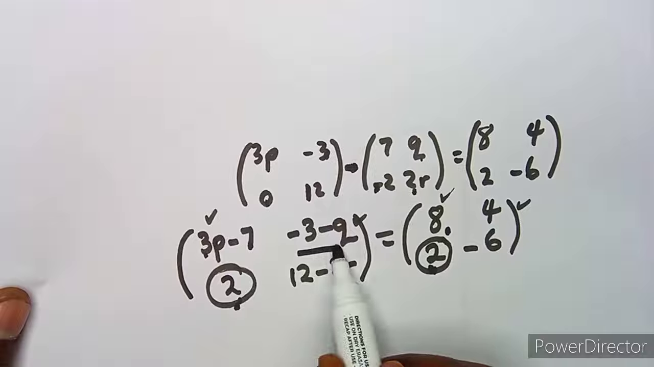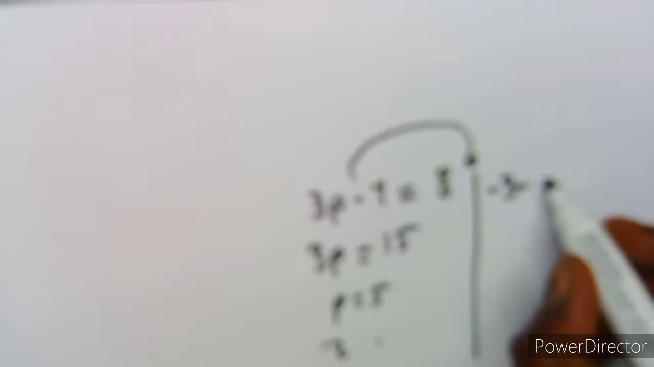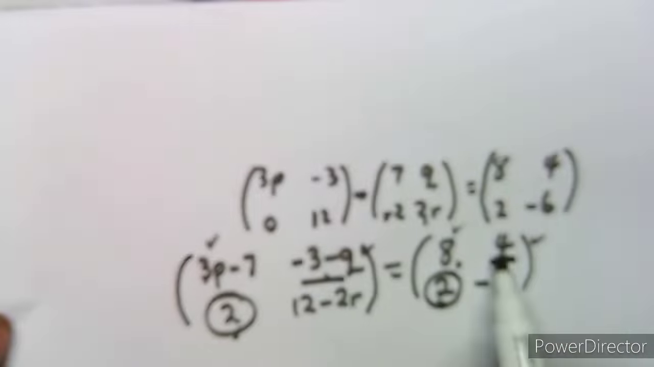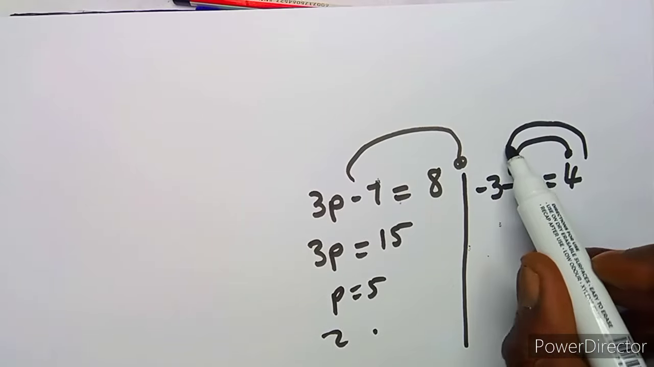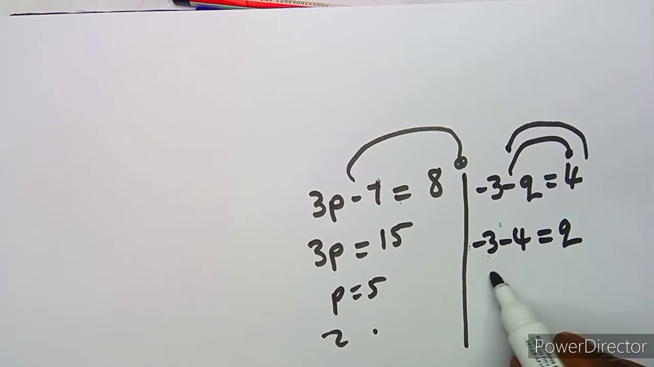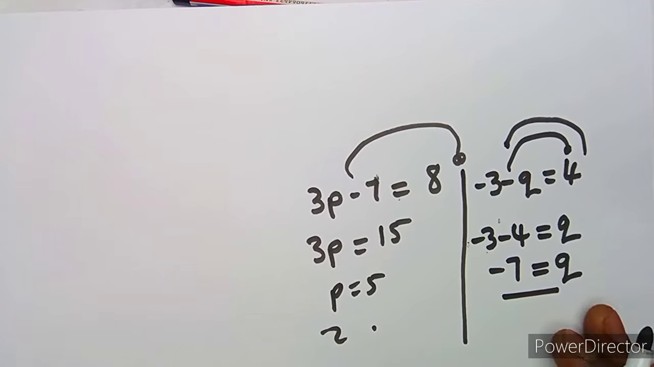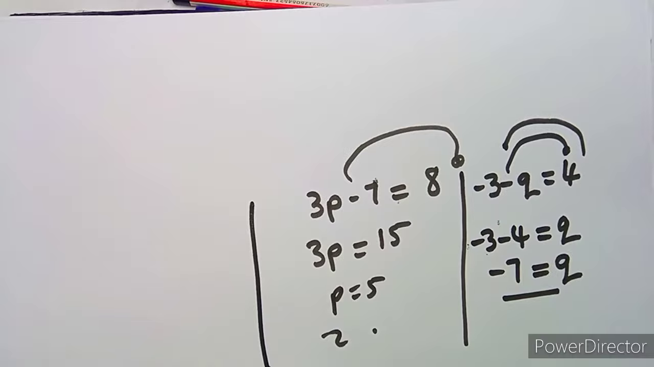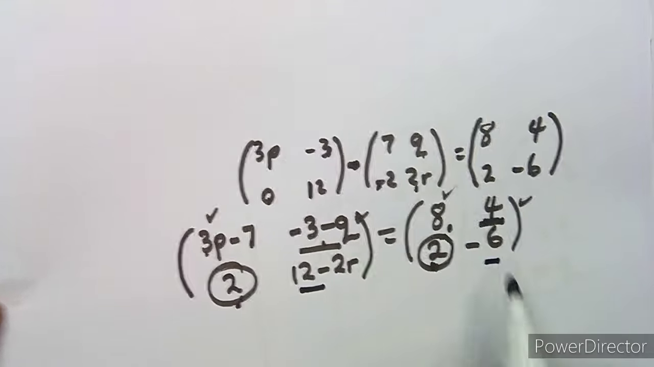We move on to q. This is equal to positive 4 here. Minus 3 minus q is equal to 4. Corresponding elements. So you want to calculate q. So transpose q here, then 4 here. So it's going to be minus 3 minus 4 is equal to q. So minus 7 is equal to q. Here you just add, then take the common sign. So that's it. We move on to r. Corresponding term, this one and this one, they are equal.